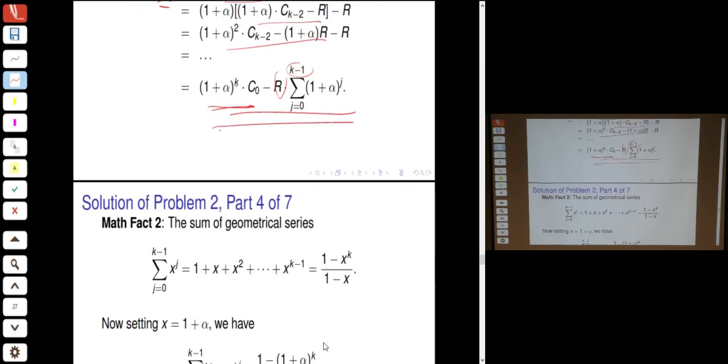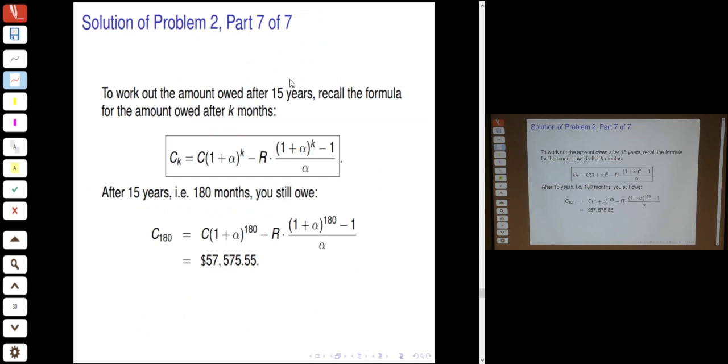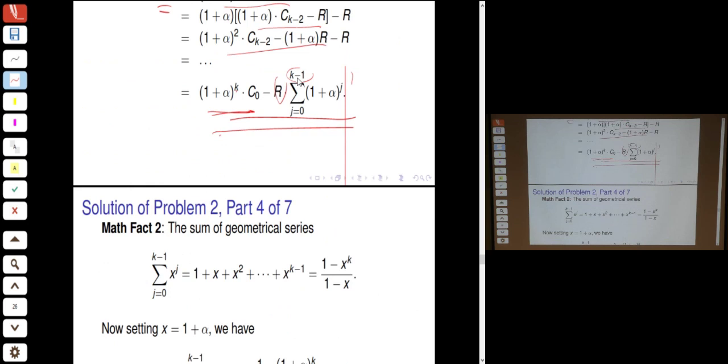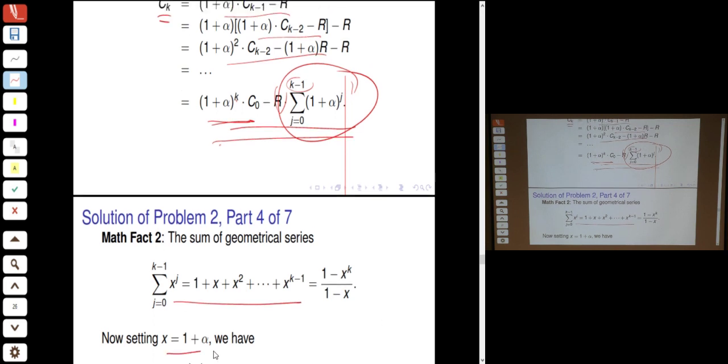And now we identify this sum as a geometric series like this with x equal to 1 + alpha. So it is known that if you have a geometric series like this, and when x is not equal to 1, you can write down the sum of the geometric series in a nice and compact formula like this. Okay. So let us now use this formula in our case.